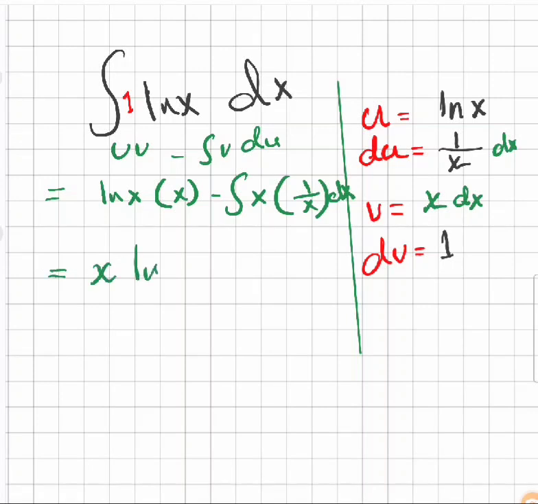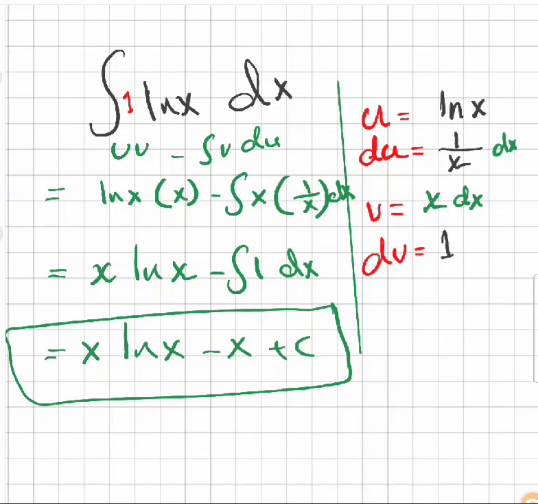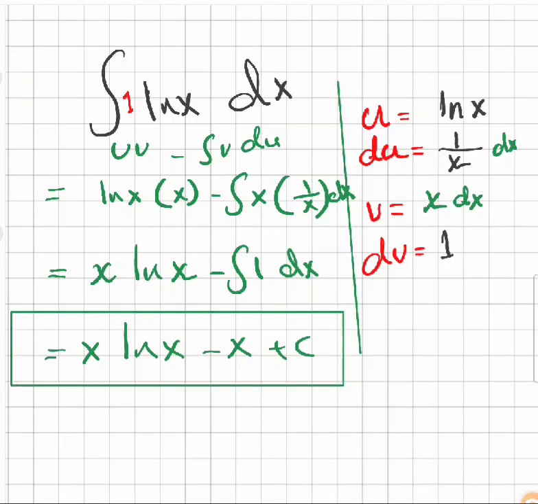So far we have x ln x, minus x times 1 over x. The x variables cancel, so we have the integral of 1 dx. Now, the integral of 1 dx is x. So this is the final answer: x ln x minus x plus c. That is the integral of the natural log of x.